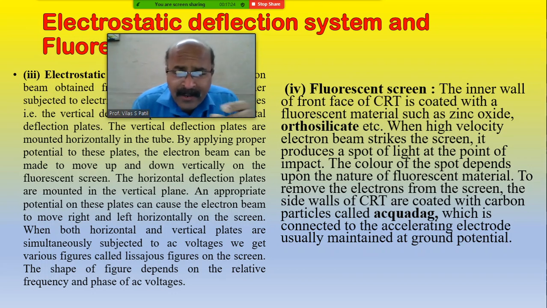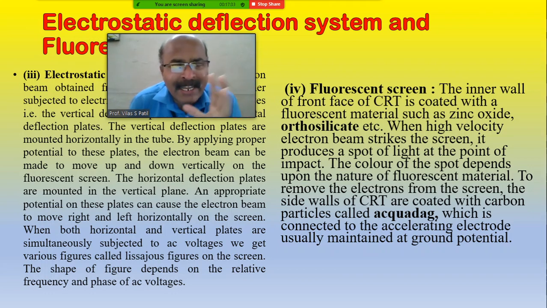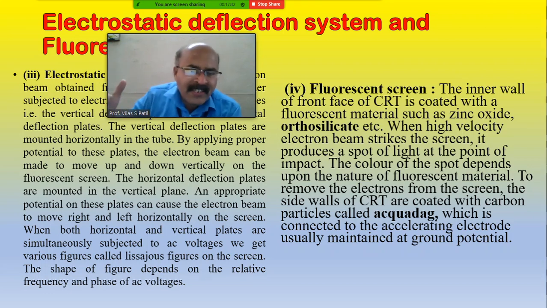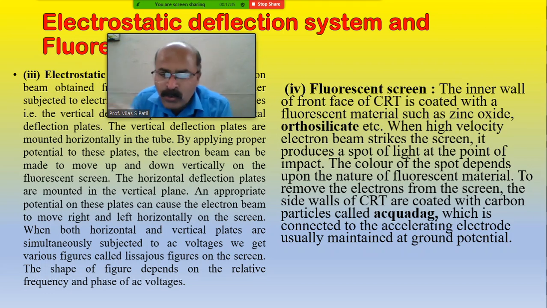Here, the inner wall of the front face of the CRT is coated with a fluorescent material such as zinc oxide or orthosilicate. I have put this word orthosilicate in bold. If the fluorescent screen is coated with orthosilicate, it gives a light spot of blue color. And if the screen is coated with zinc oxide, it gives a green spot.